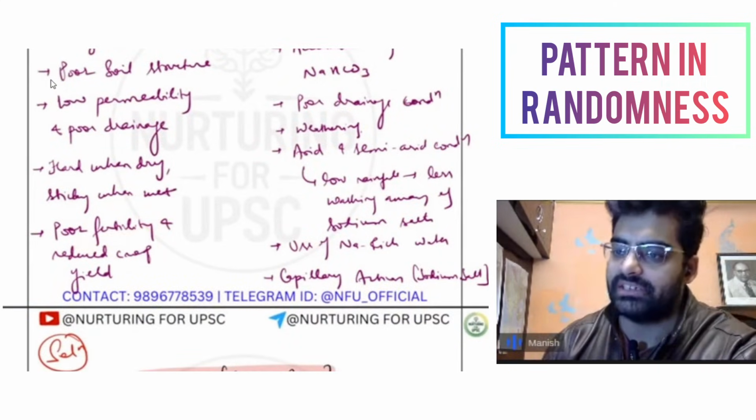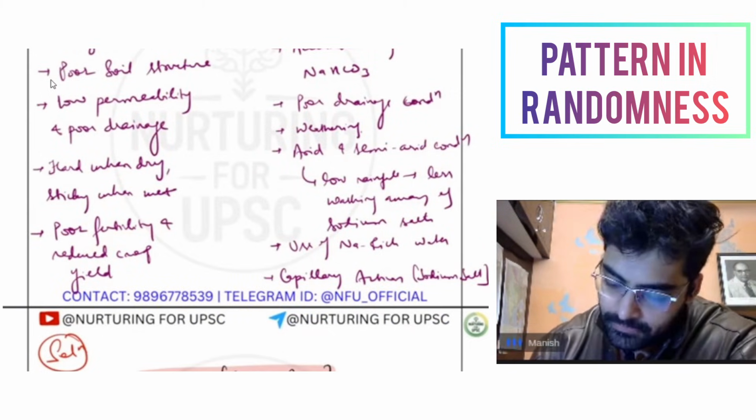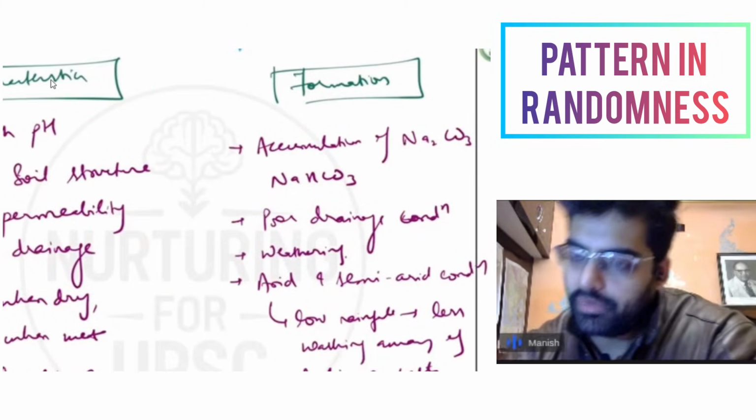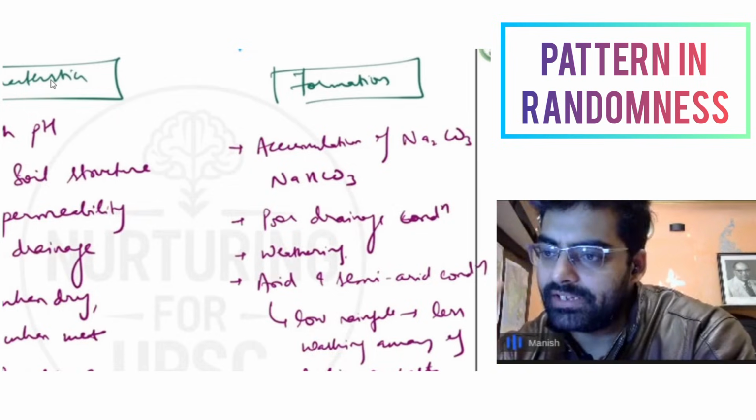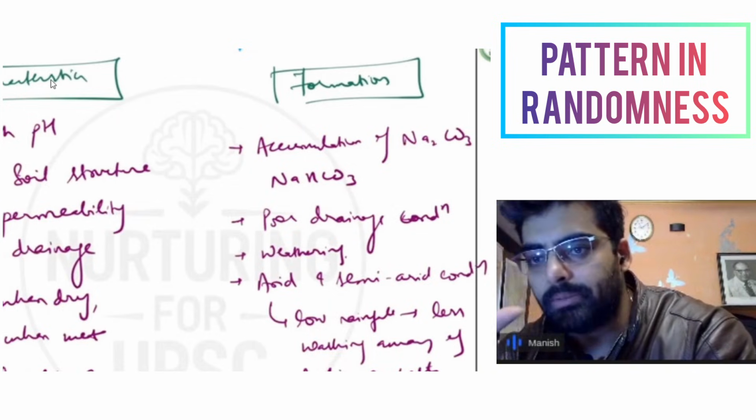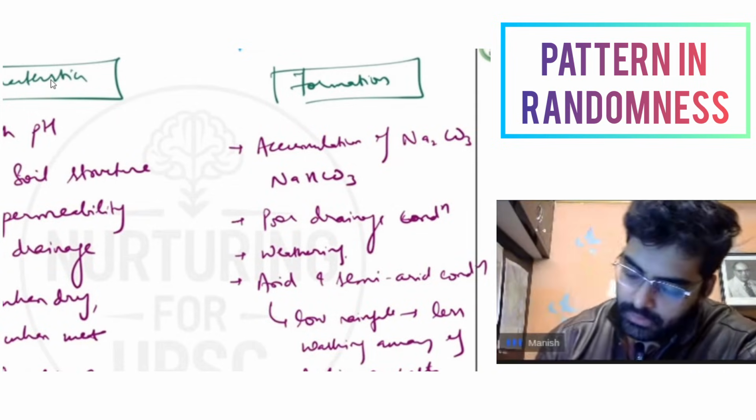कि fertility कम हो जाती है, crop yield खराब हो जाएगी ये सब. And now we'll see कि how it actually forms. So we all know कि सोडियम कार्बोनेट या सोडियम बाइकार्बोनेट की कंसेंट्रेशन जब बढ़ेगी सॉइल में तो वो एल्कलाइन हो जाएगा. तो कैसे बढ़ सकती है?